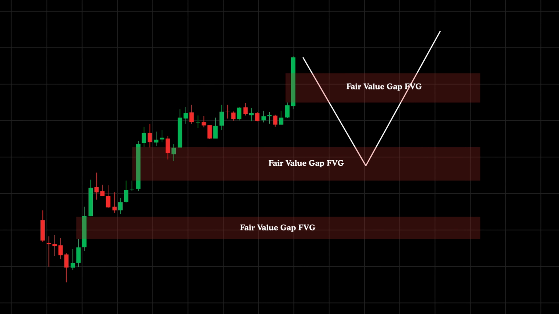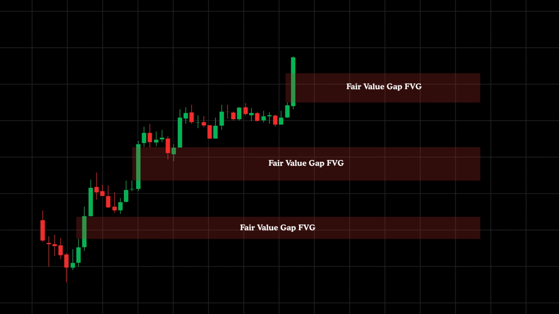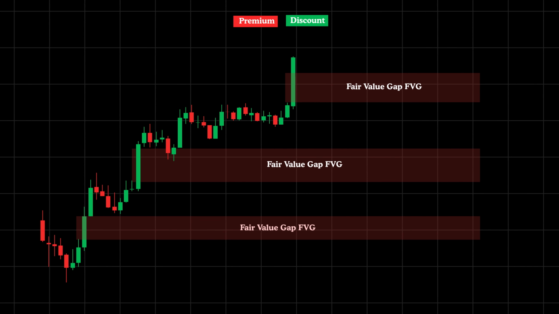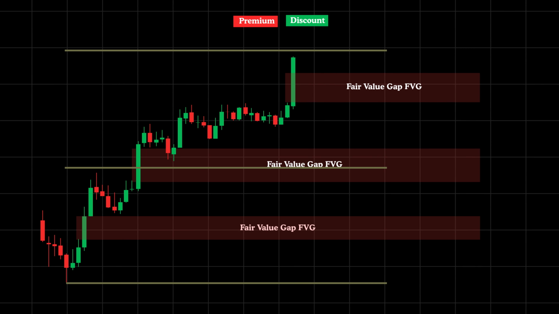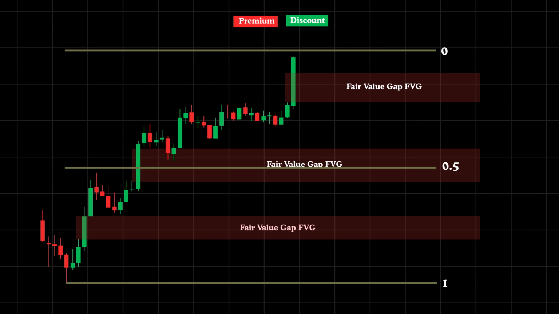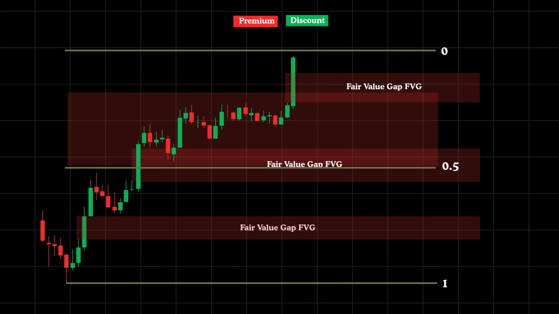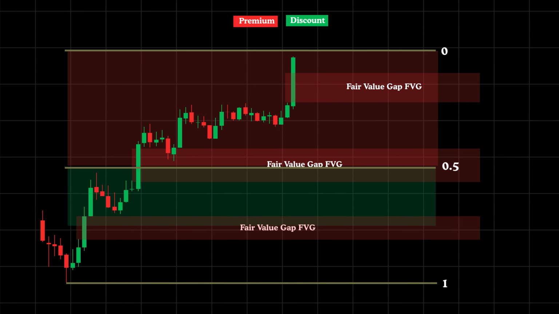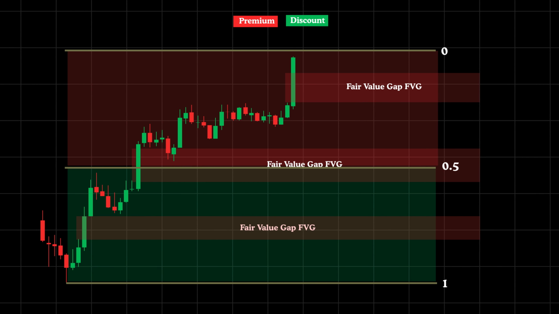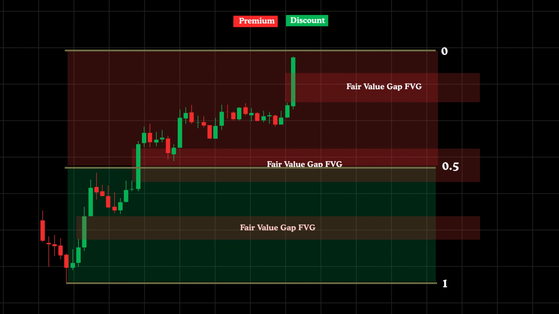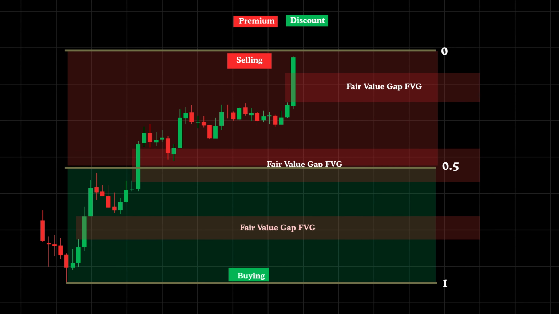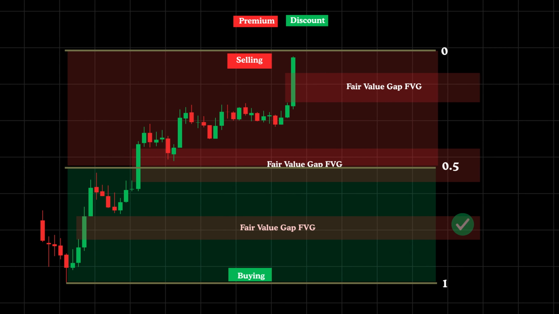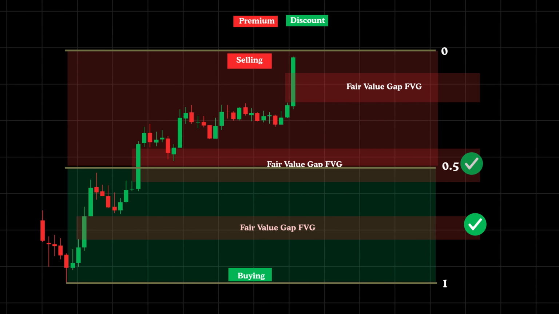But to determine from which area the reversal is more probable, you must mark the premium and discount zones on the chart. For this, apply the Fibonacci tool from the swing low to the swing high. Now, the zone from 0.50 upward is referred to as the premium zone, while the area below is the discount zone. In a bullish market trend, operators generally prefer selling in the premium zone, while buyers look to enter in the discount zone.